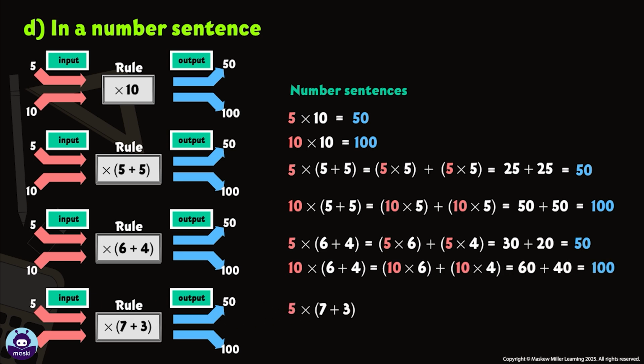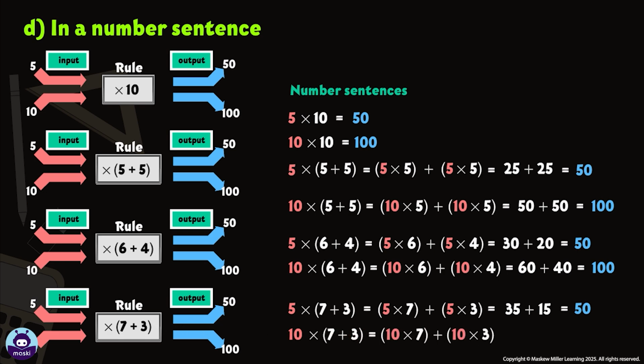5 times (7 + 3) equals (5 times 7) + (5 times 3) equals 35 plus 15 equals 50. 10 times (7 + 3) equals (10 times 7) + (10 times 3) equals 70 plus 30 equals 100.